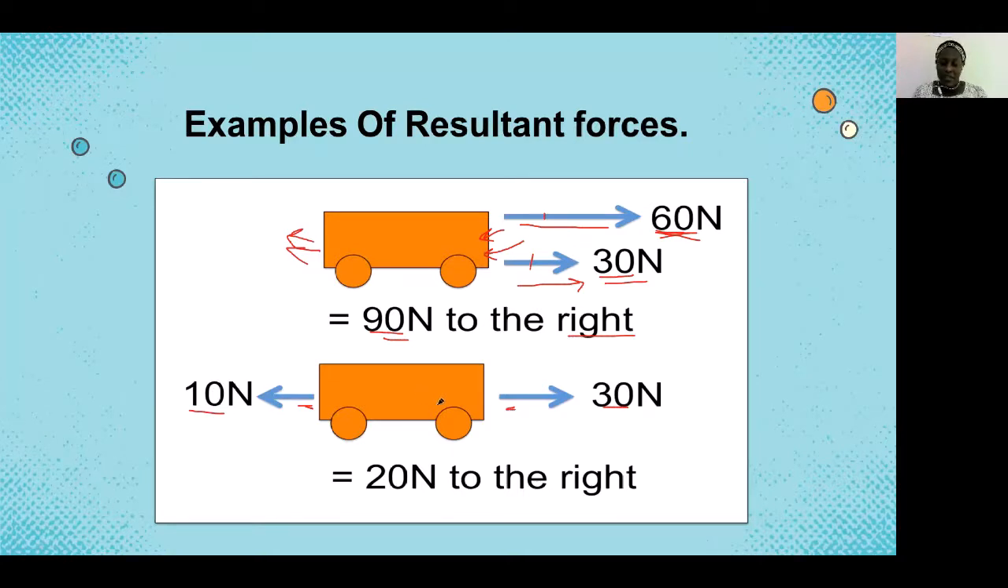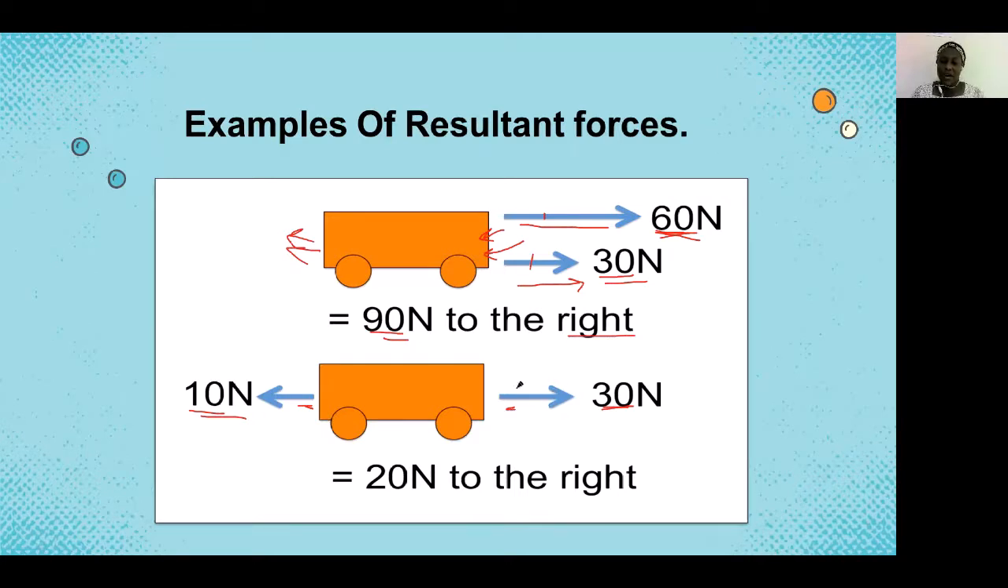When you look at this, someone is pulling or pushing, applying 30 newtons on this object. Another person is applying 10. If you look at this one, it is obvious. The one who is using 30 is using more force than the one who is using 10. So 30 is more and 10 is less. So obviously, this object will move towards the right.